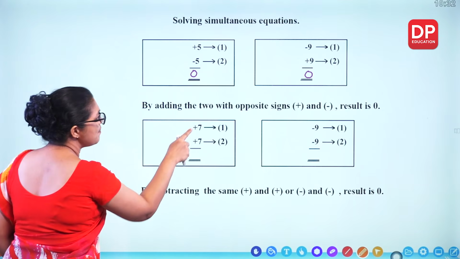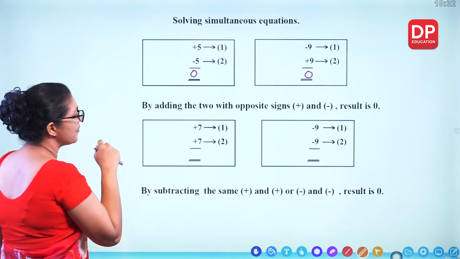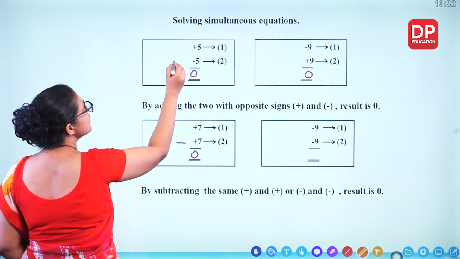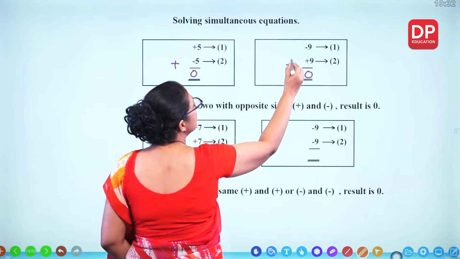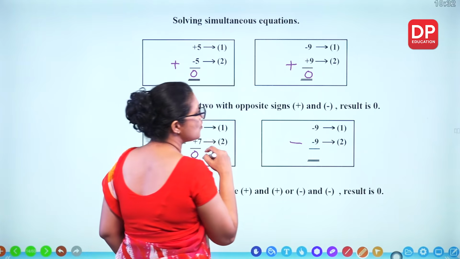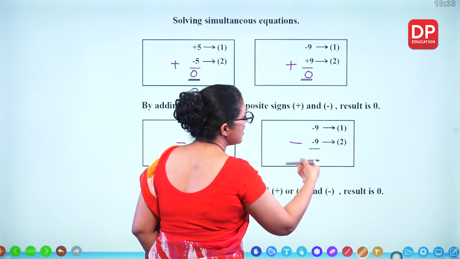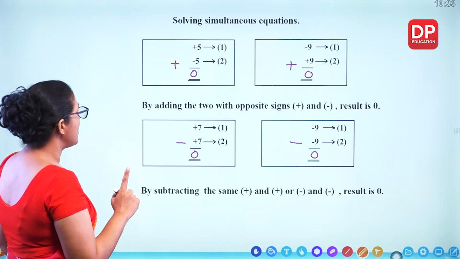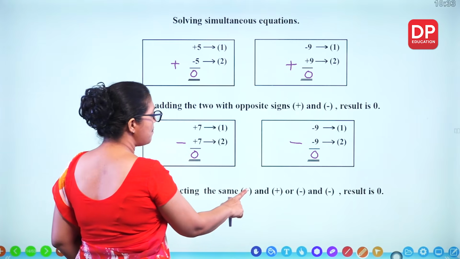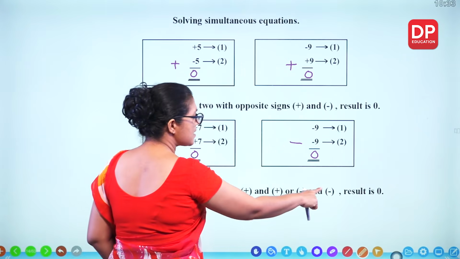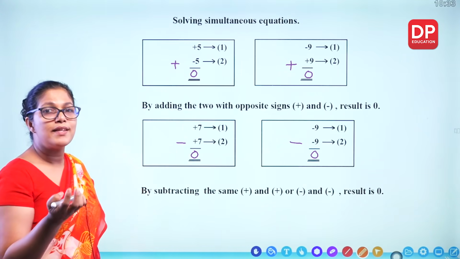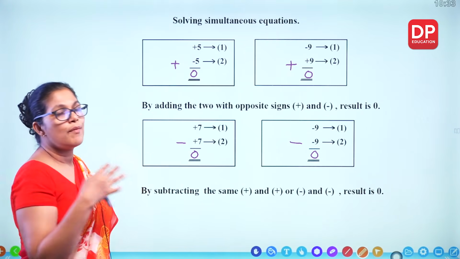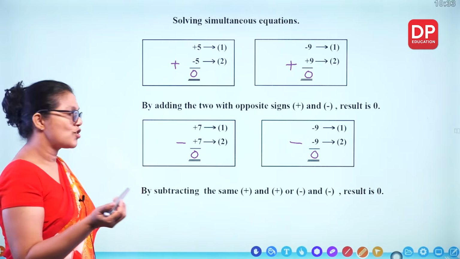Look at this one, same sign and same number. When you subtract, you get 0. This one we are adding. So when you subtract these two, minus 9 subtract minus 9, you get 0. So you need to remember, by subtracting the same sign, plus plus or minus minus, you get the result 0. So we'll use this property when you are solving simultaneous equations.